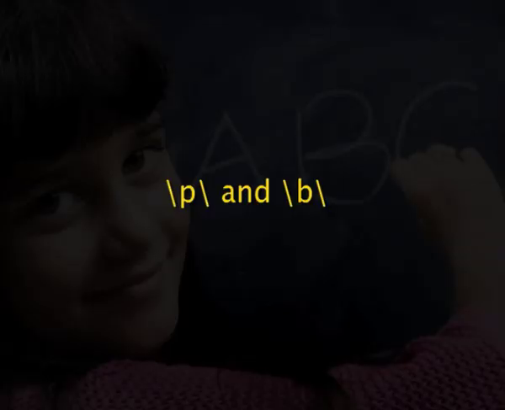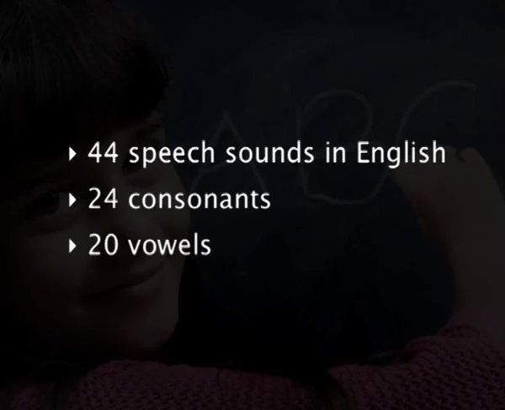There are some sounds which are not exclusive to one language. For example, sounds like p and b. These are the two sounds which are bilabial. They are produced in the same way and they are used for the same function in both the Hindi and English language. There are 44 speech sounds in English, and of them 24 are consonants and 20 are vowels. We will study these speech sounds, the vowels and consonants, in detail in the later part of this session.